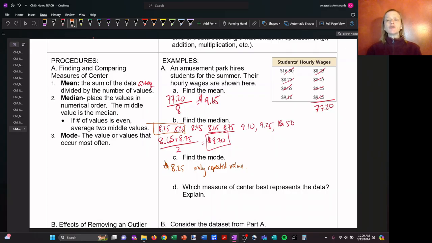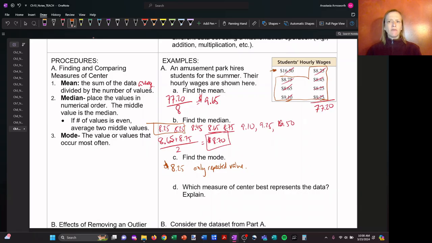All right. Which measure of center best represents these data? If I look at these data values, most of the student wages are in the $8, $9 range. But there's one noticeable, higher pay. So all 7 of these data points are below $9.65. Even my $9 wages are at $9.25 and $9.10. They're not as high as $9.65.